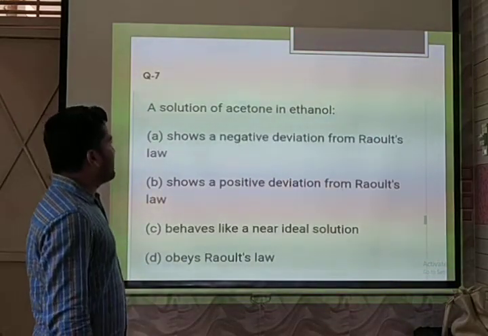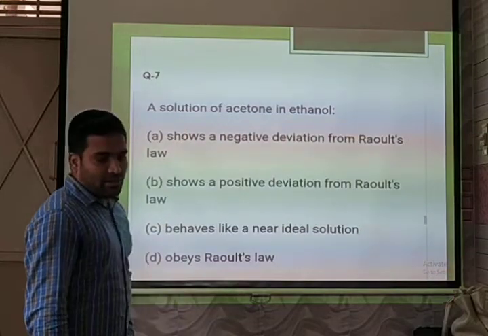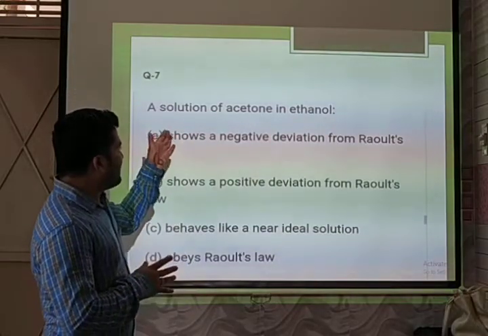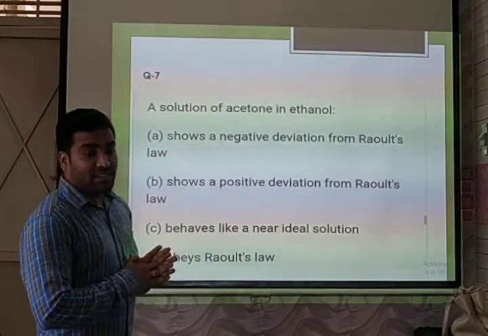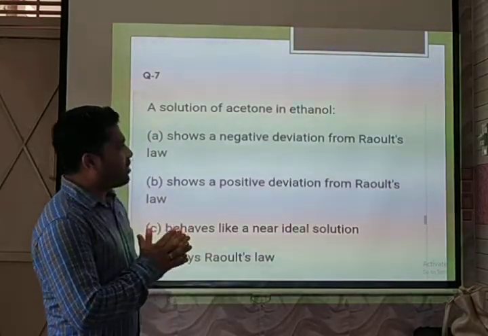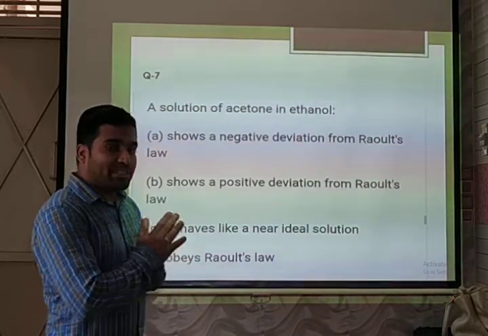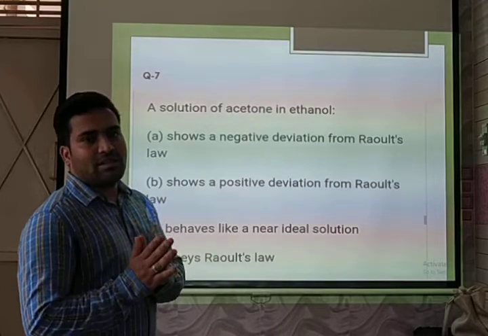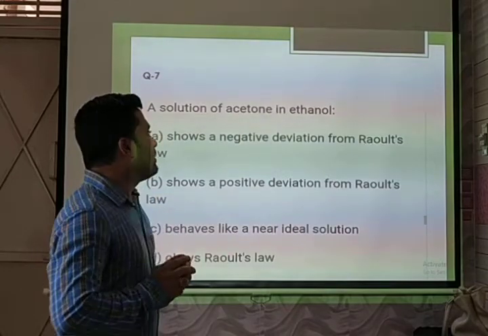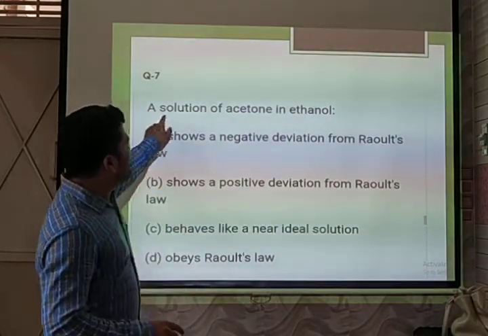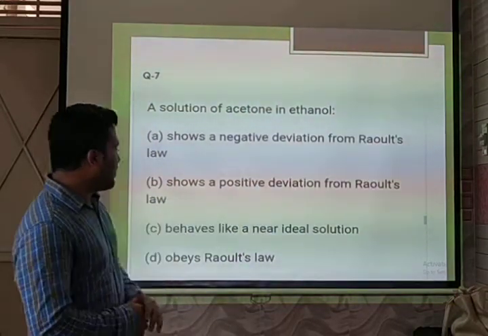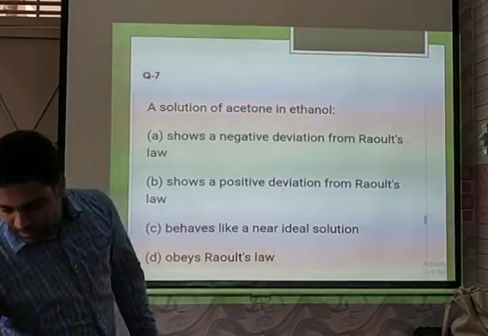Next, question number 7, a solution of acetone in ethanol. As we know, there are two types of solution, ideal solution and non-ideal solution. This acetone in ethanol comes under non-ideal solution. That too has two types, positive deviation and negative deviation. Acetone and ethanol combination, or alcohol and water combination, comes under positive deviation, and water and acid combinations come under negative deviation. So it's an example of positive deviation. That means option B shows a positive deviation from Raoult's law. Option B is the answer.